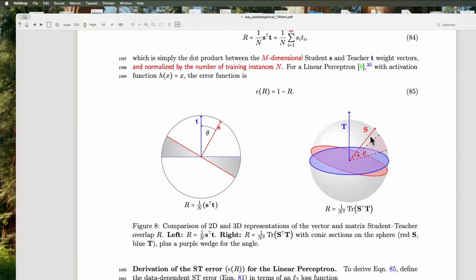And the matrix will be this trace between the layer weight matrix of the student and the layer weight matrix of the teacher, and R will then be 1 over n squared times trace ST. So the idea is we want to set up the student-teacher model knowing that in the future we want to have some way of generalizing it to a matrix. And that's the idea of what we're doing here.